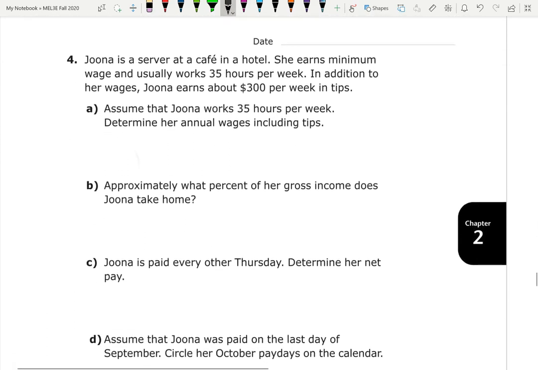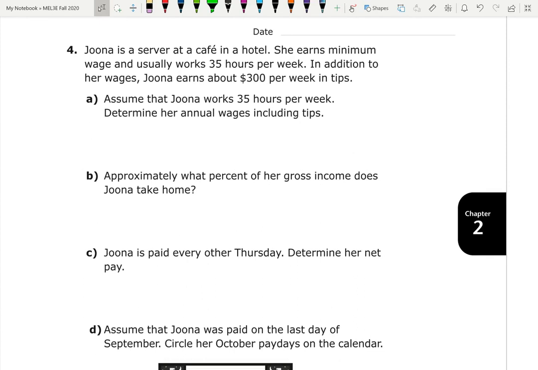Okay. And Juna is a server at a cafe in a hotel. She earns minimum wage and usually works 35 hours per week. In addition to her wages, Juna earns about $300 per week in tips. Assume that Juna works 35 hours per week. Determine her annual wages, including tips.